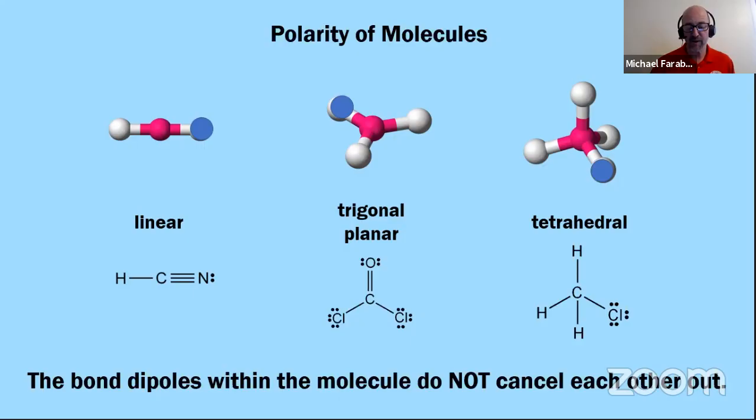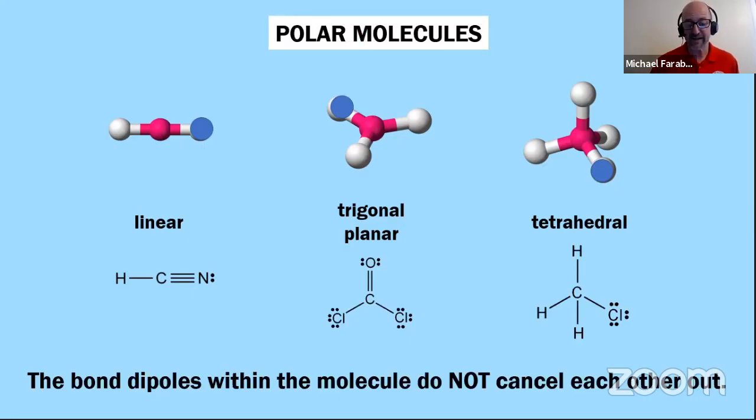So for all of the molecules that I'm showing you on this slide, the bond dipoles do not cancel out, so these are polar. Do you have to consider the shape? Yes, absolutely. Do you have to consider the actual atoms and the bond dipoles? Yes. So consider both geometry and the individual atoms involved in that molecule.